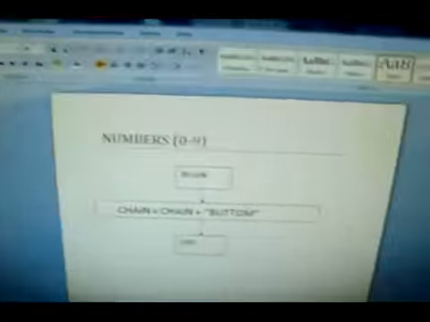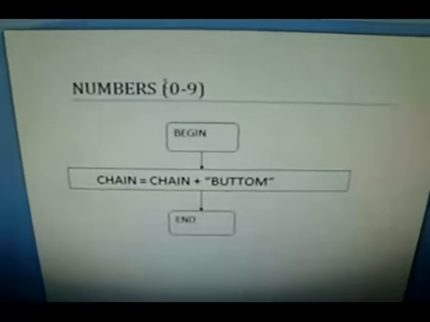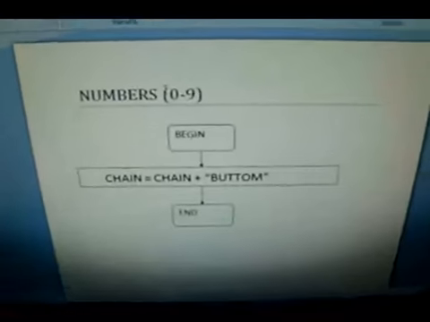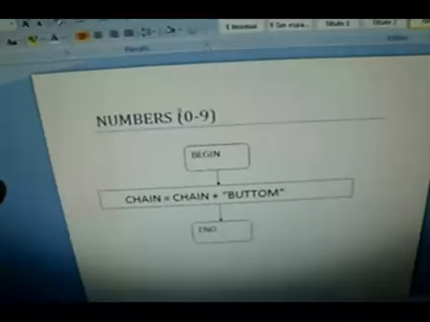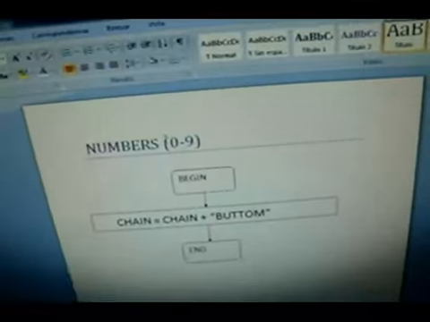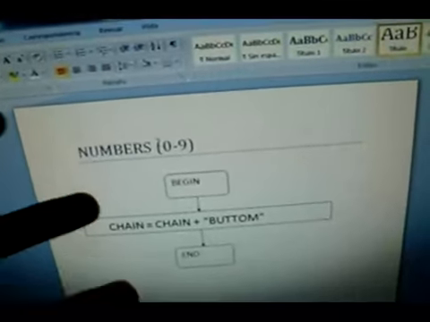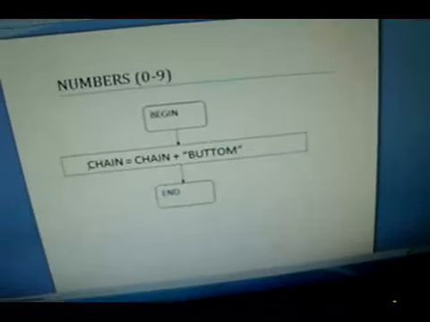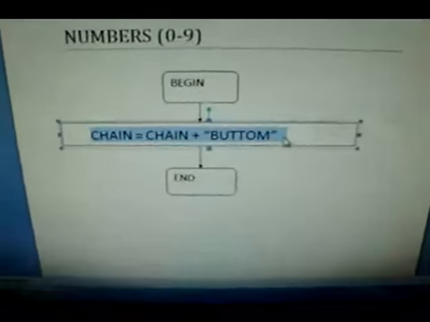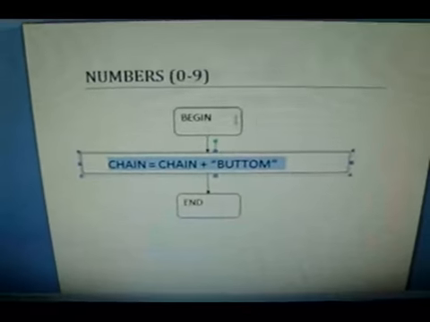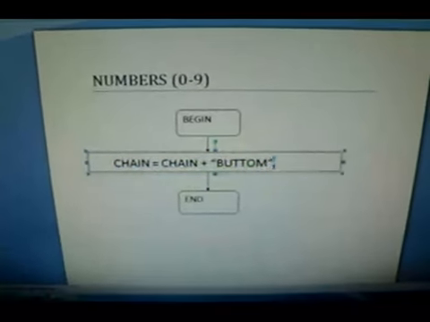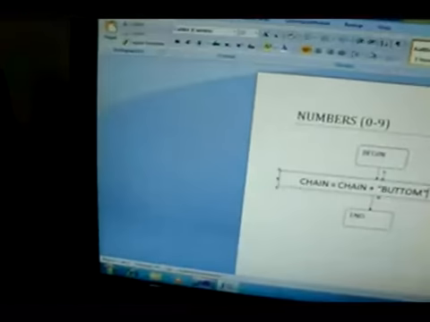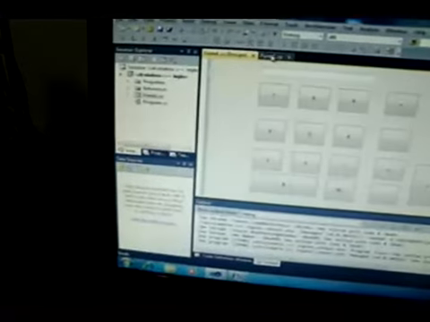We have the numbers. In the algorithm of the numbers, when you press a button, you press a number, you are going to run this algorithm. It is represented in this blue diagram. The only thing the button does is add a new character to a chain of characters. Okay, I'm going to explain my program.